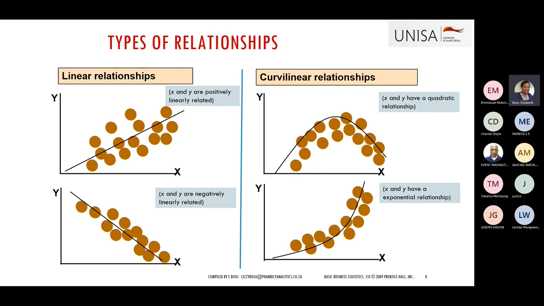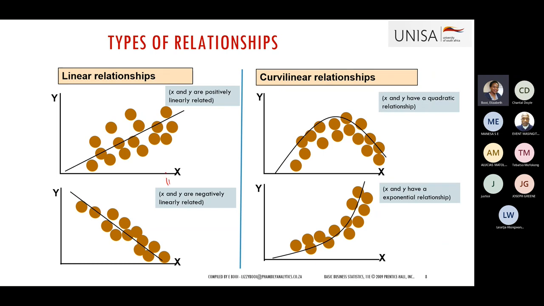There can be a linear relationship. With a linear relationship, it means the dots on your scatter plot follow a straight line. Like you see here, all these dots resemble a straight line that is going up or a straight line that is going down. We can interpret this by saying that when the values of your X, which is your independent variable, increase, the value of your dependent variable increases. That is the linear relationship for a positive relationship.